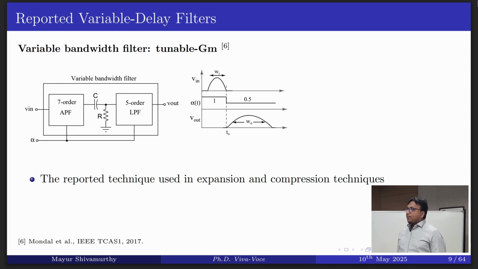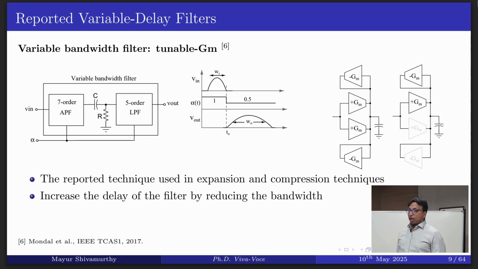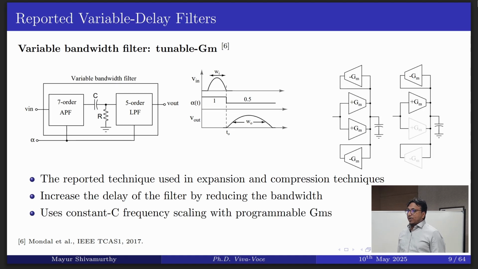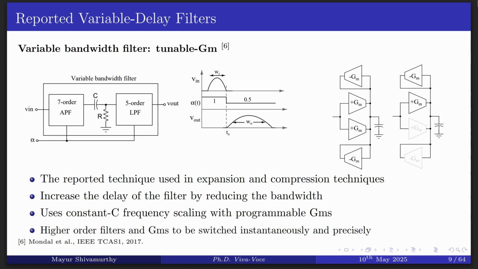So as I previously mentioned, this is a tuned GM approach. The reduction in the bandwidth is done by changing the value of the GM. So this is basically changing the delay of the filter using a constant approach. The main problem is that it requires implementing a higher order filter, and the GMs have to be switched instantaneously and precisely for the pulse expansion.